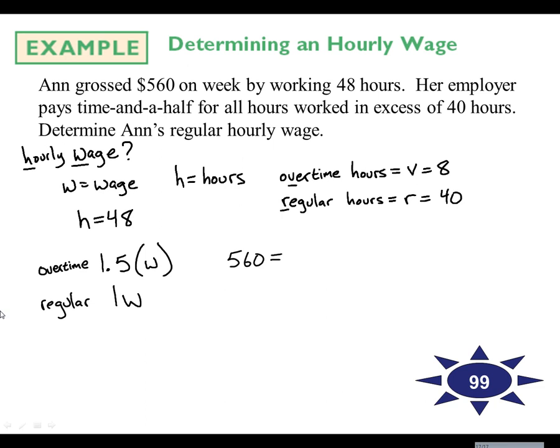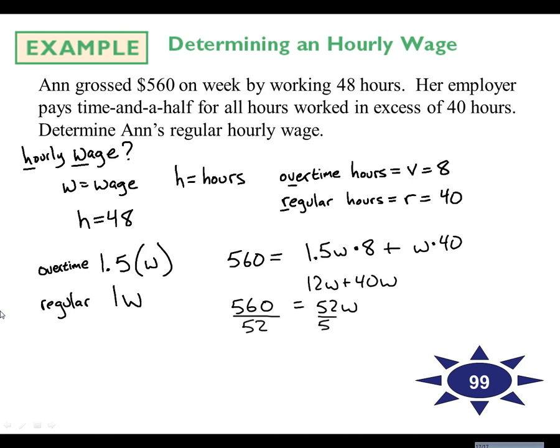So 560 equals 1.5 times whatever her wage was, times how many hours? Times 8 hours. Plus her regular wage times 40 hours. So let's clean this up here. 1.5 times 8 is 12, plus 40. Clean it up again, we get 52. So 560 equals 52 times W. Let's divide both sides by 52.